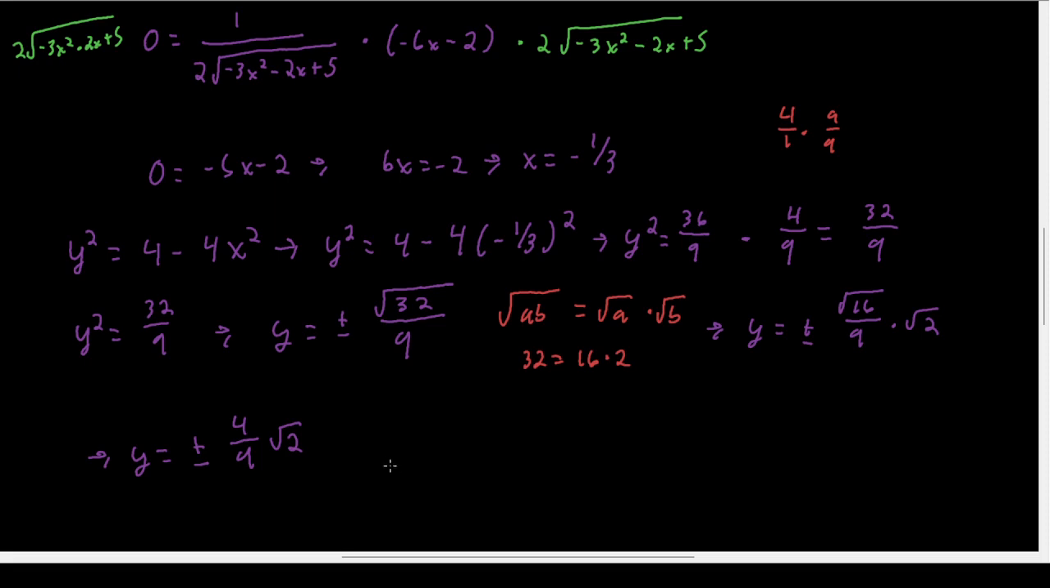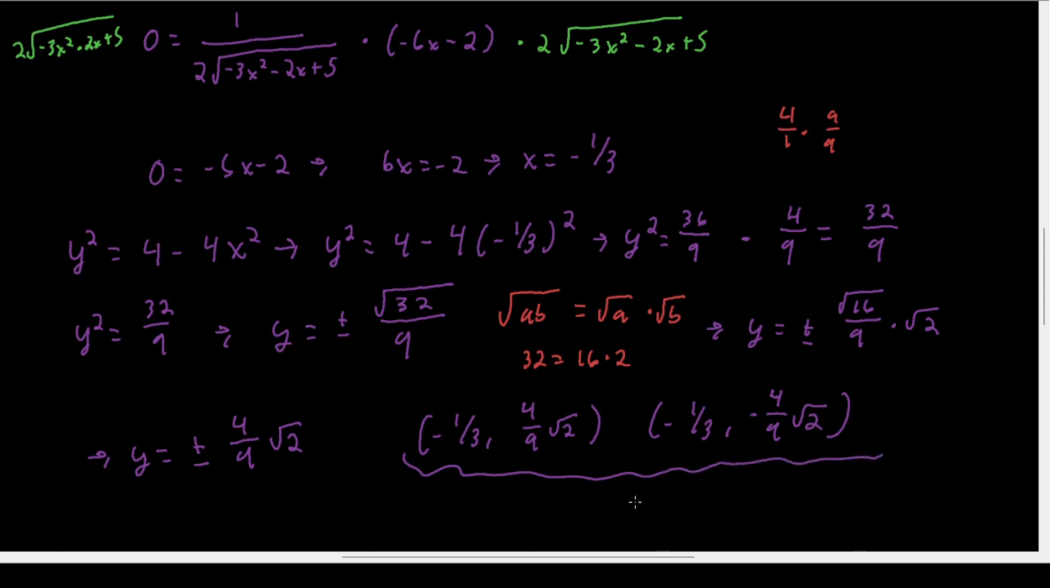And then that's going to be our x and y pair. We actually have two solutions here. We have negative 1/3 comma 4 over 9 root 2. And we also have negative 1/3 comma negative 4 over 9 root 2. Now there's one more thing we need to do. We need to find out if our given pair is a maximum or a minimum.